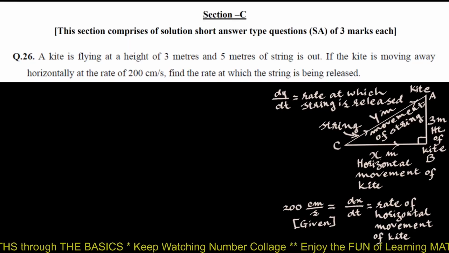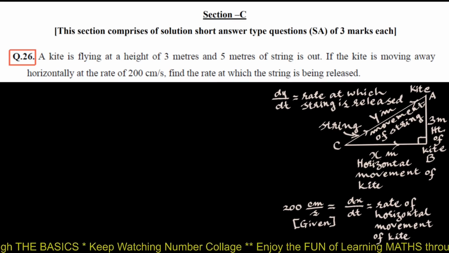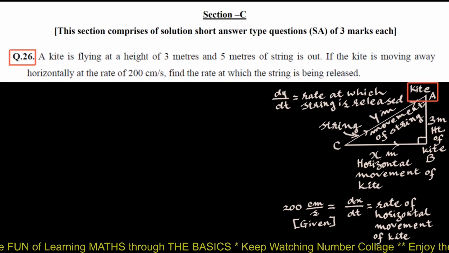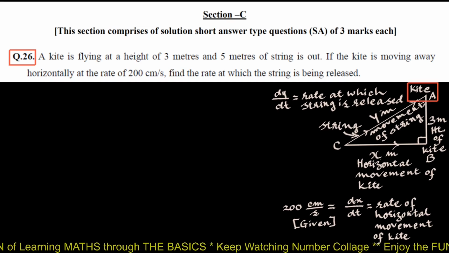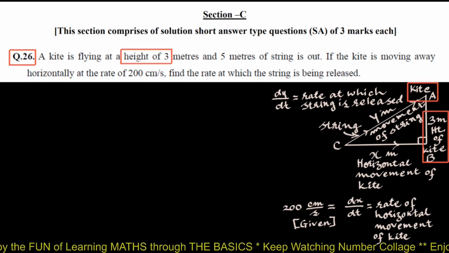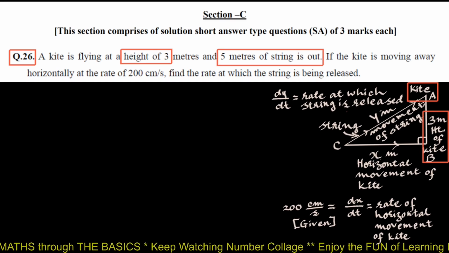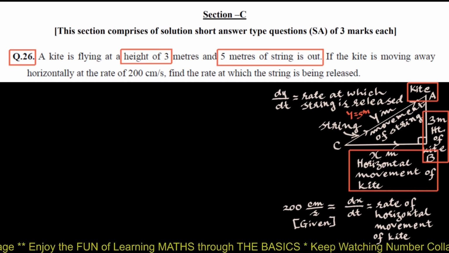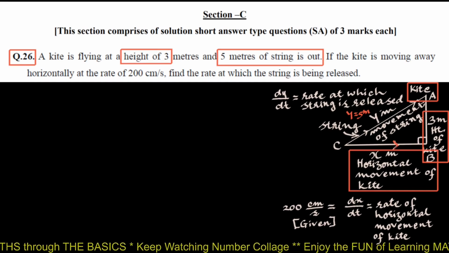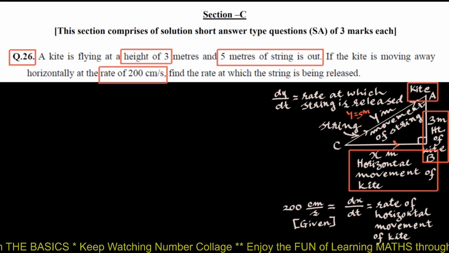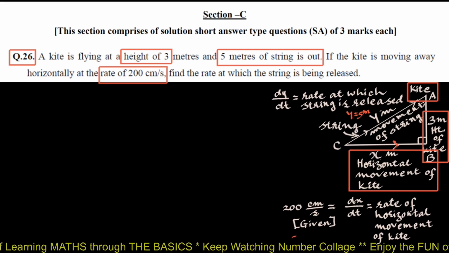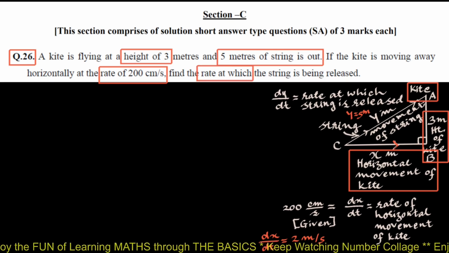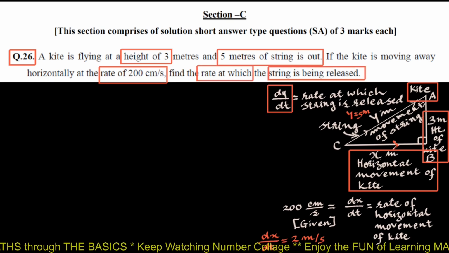Question number 26. A kite is flying at a height of 3 meters. Here A is the position of the kite and it is at a height of 3 meters from the ground and 5 meters of string is out. That means y is 5 meters. If the kite is moving away horizontally along CB at a rate of 200 centimeters per second, which will be 2 meters per second, dx by dt, we have to find the rate at which the string is being released, that is dy by dt.